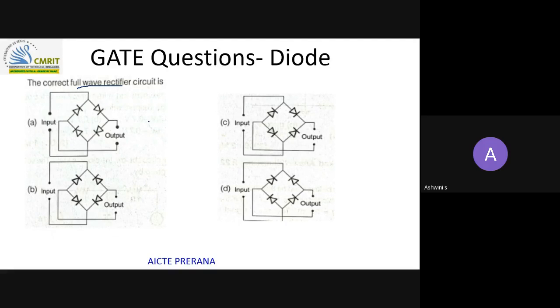C, sir. Yeah, see, the diode directions were starting like this, again closing like this. Wherever it is closing, there we are taking the output, right?